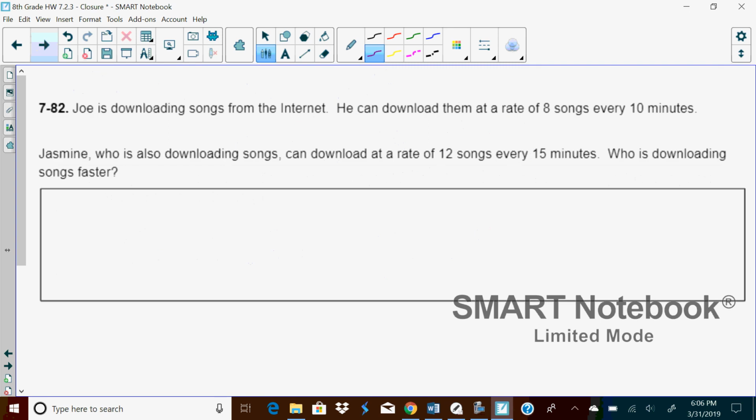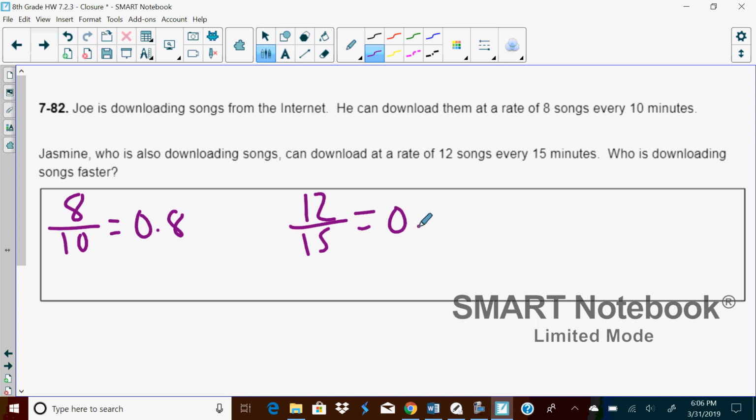82, Joe is downloading songs from the internet. He can download them at a rate of 8 songs for every 10 minutes. Jasmine is also downloading songs, at a rate of 12 songs every 15 minutes. Who's downloading faster? So we do 8 over 10, which is 0.8, and 12 over 15, which is also 0.8. And the answer is neither. They download at the same speed.